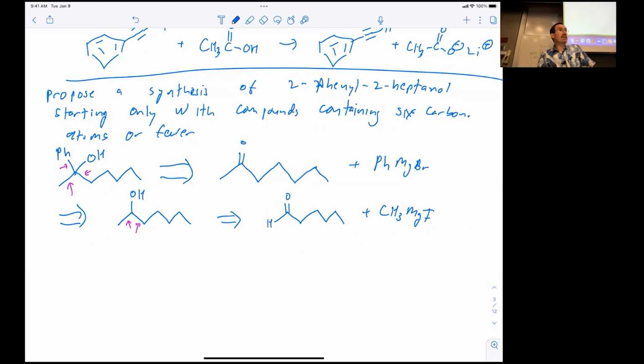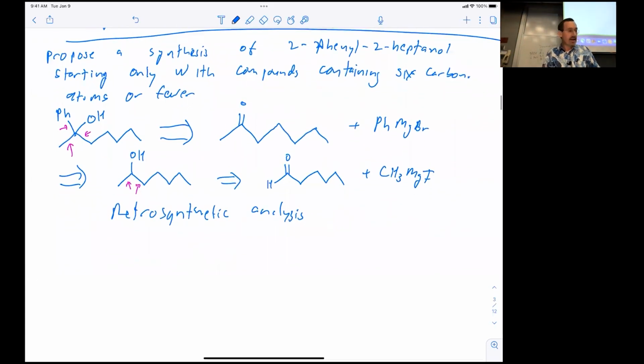So this is an example of what I would call a retrosynthetic analysis. It's not the answer to the problem, but it is the thought process that got us there. So having done my scratch work, having done my thinking, now I'm going to actually answer the question as posed.